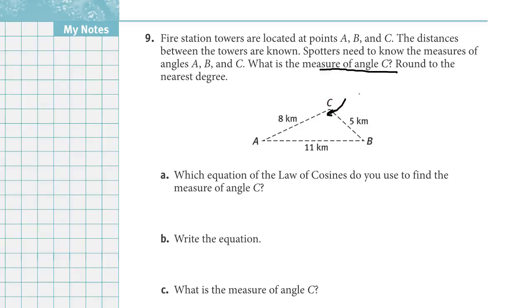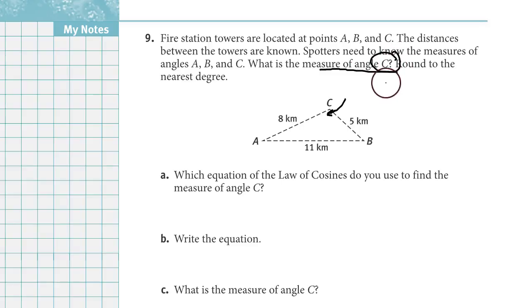Well, to find this, we can't use regular trigonometry because it's not a right triangle. We can't use the law of sines because in the law of sines, you have to know at least one of the angle measures already if you're going to make your proportion have only one variable in it. So we're going to use the law of cosines. Now there's 3 versions of the law of cosines. Which one should we choose if we want to figure out angle C?